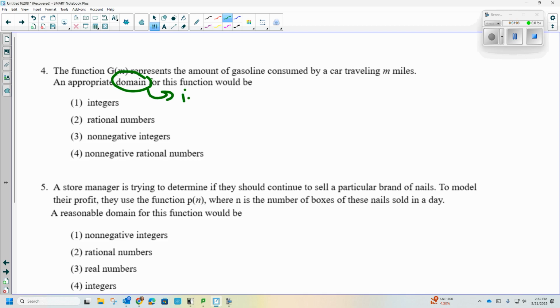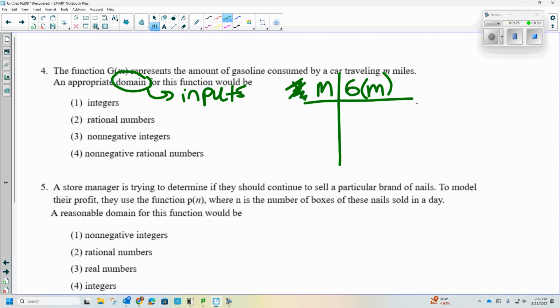I guess here would be a good time to just consider it the inputs, because remember, we don't always use the variable x. In this case, it's actually not an x, it's an m, because it's m miles, and then g of m is our function. Instead of y equals, we would say g of m. Okay, so we're thinking about those inputs, the number of miles. All right, miles. So which of these sets could represent the number of miles?